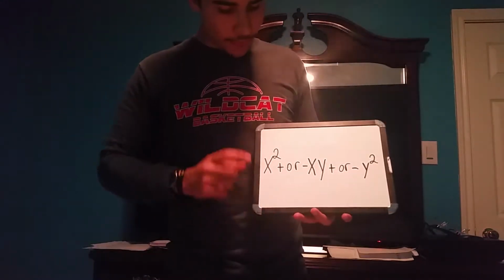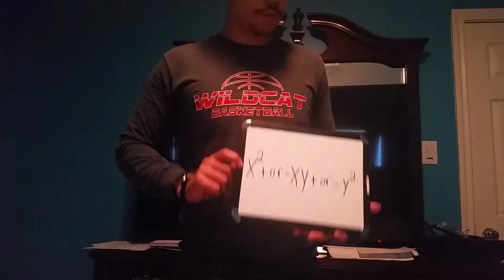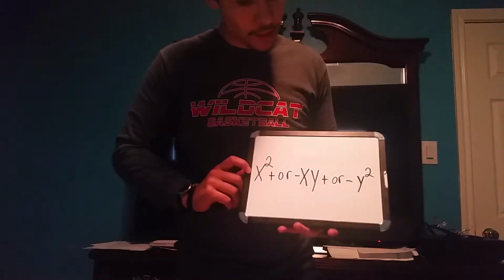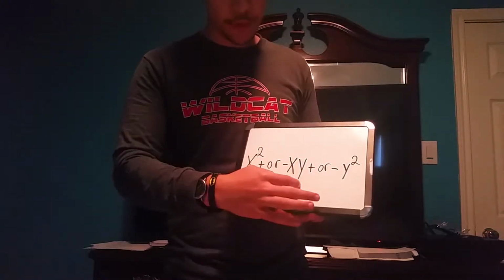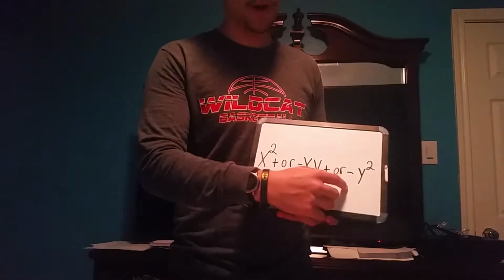So, we have x squared. Now, there will always be a number in front of that. Whatever that number is depends on the equation. There doesn't necessarily have to be a number in front of xy. Doesn't have to, but there has to be a number in front of y squared.